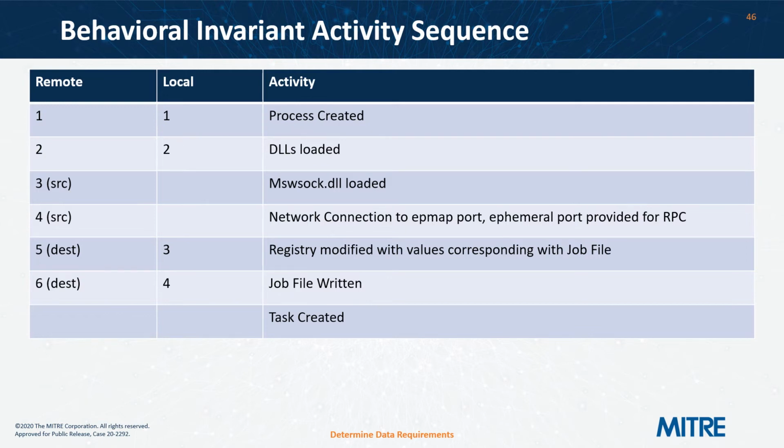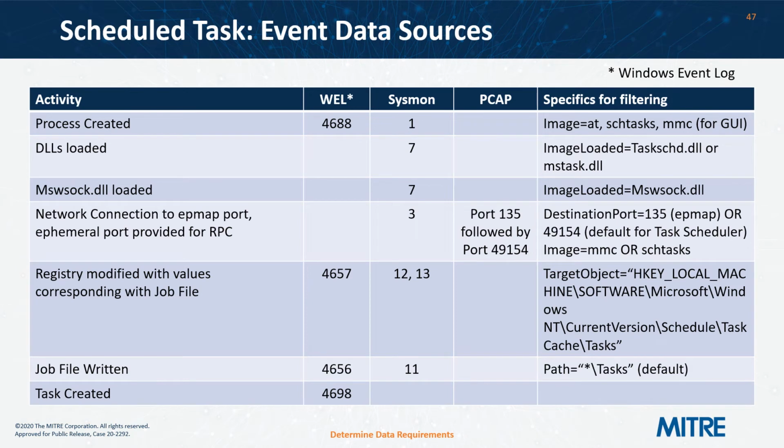Now, in step 3, we can add data sources to this view. Each of the behavioral invariants is associated with one or more log events or network activity sequences. We can start by listing those potential data sources and then documenting which fields and values we'd want to access for analytic filtering. For example, if we monitor process creation events, we'll want a field like image or original file name to help narrow the results to just those executables associated with task scheduling, like at or schtasks.